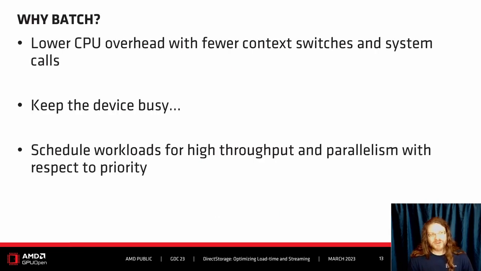So why do we want to batch? Well, generally batching will lower the CPU overhead because we'll have fewer context switches and fewer system calls for many requests. We want to keep the device extremely busy. So if we batch up the requests and create lots and lots of them at a time and then submit them all at once, we're going to actually have a much more efficient usage of our resources. And then, of course, those submitted requests can be sorted with respect to priority, and they can be serviced very quickly.